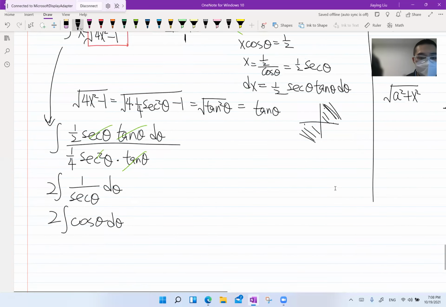And from here, I believe that you can integrate it. So I'm not going to do much work there. Hopefully that's okay. All right, again, let me know if you have any questions on that.